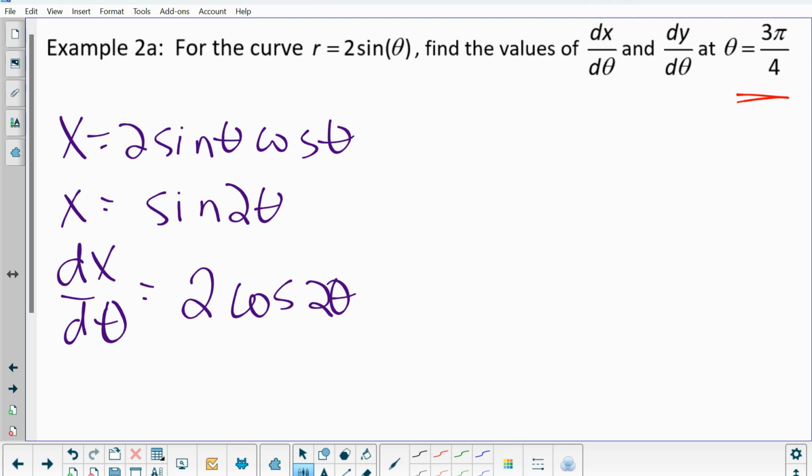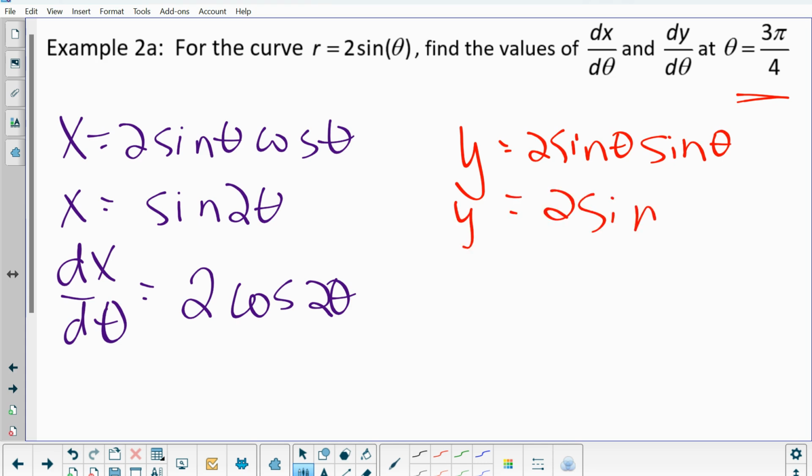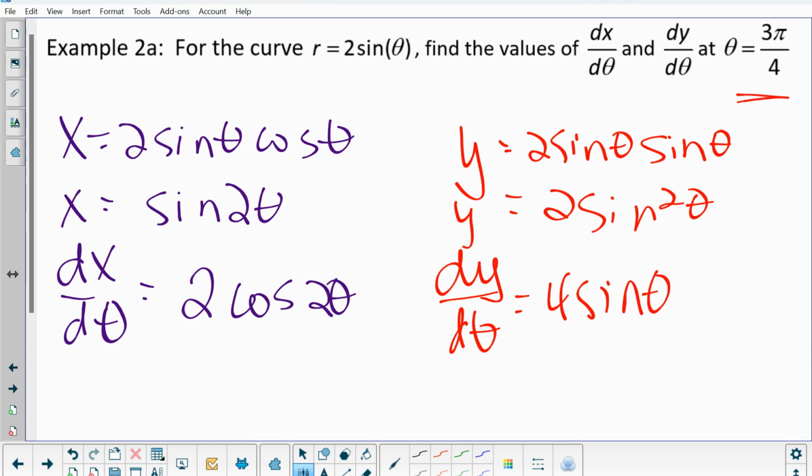Okay, and then my y is equal to 2 sine theta sine theta, which is 2 sine squared theta, which makes my derivative be 4 sine theta cosine theta. So that's a chain rule. But that could actually be rewritten as 2 sine 2 theta. So this is the same as 2 times 2, and then 2 sine cosine theta is sine of 2 theta. So I've just factored out a 2 there.